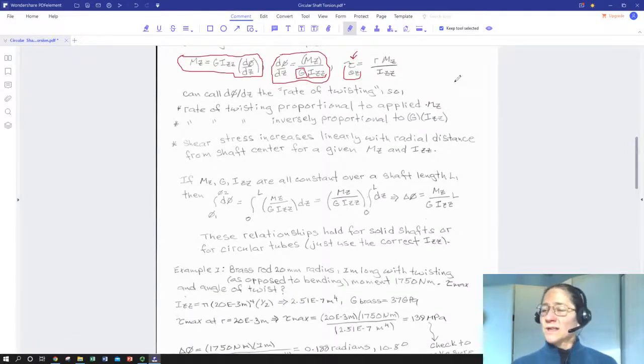Okay, we're going to stop here, and then we're going to come back and pick up with a quick application of how to use these three together, and then we'll turn our attention to strain energy and a couple of additional examples.